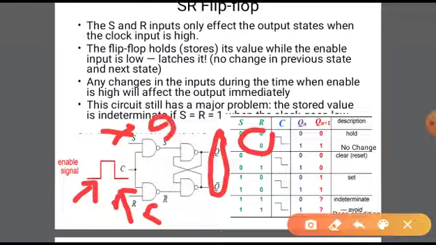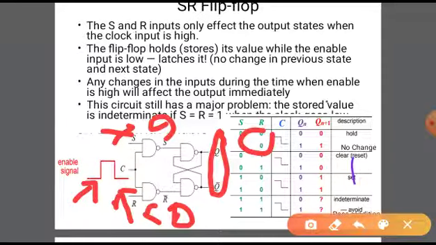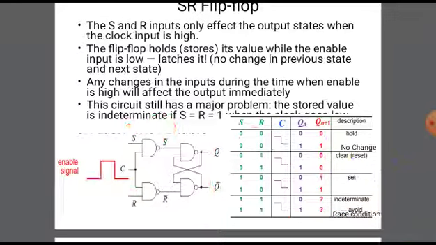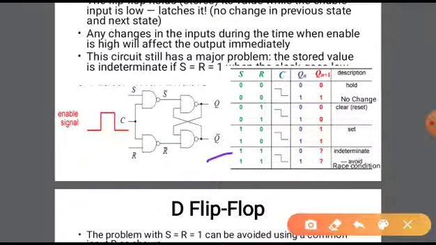Suppose this is 0 and this is 0, the first condition, the output stays as it is, that means Qn. For 0 1, the output is equal to 1 0. So here the output first has no change, then clear, then set, and then for the last input, 1 1, the condition will be a race condition.